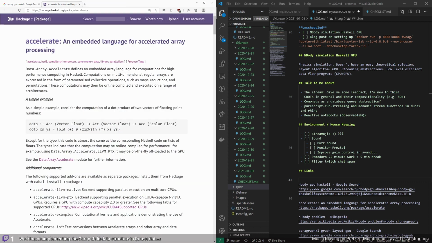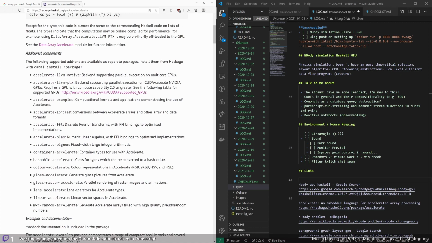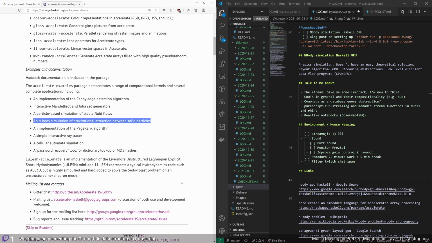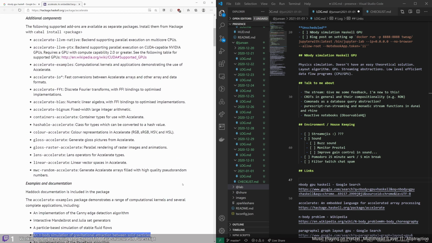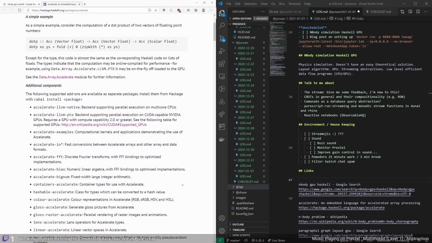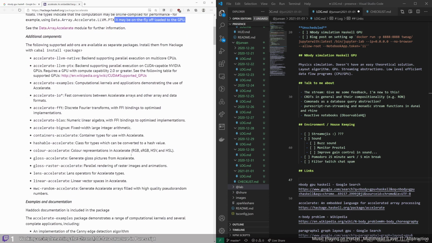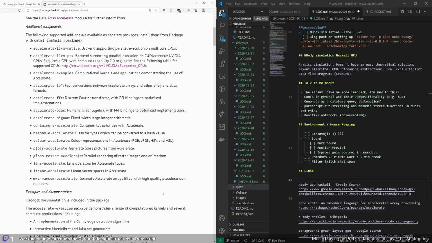But there's a library, and it goes fast, and it's done for high performance computing, and it has an NBody simulation of gravitational attraction between solid particles. And it's supposed to be able to offload computation to the GPU as well. So that's sort of what I'd like to explore now.